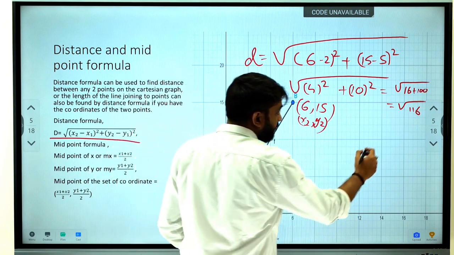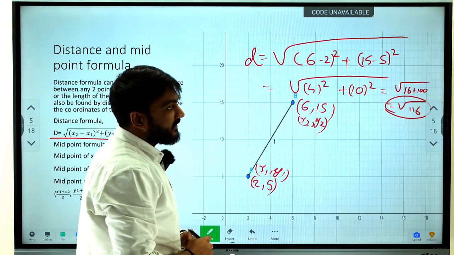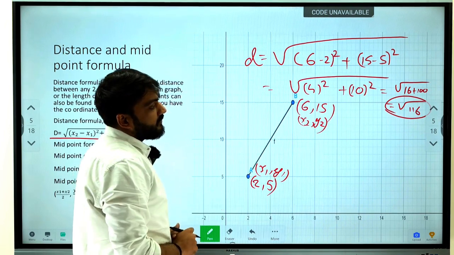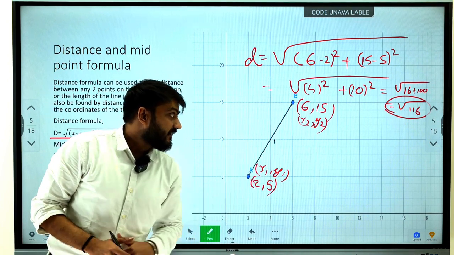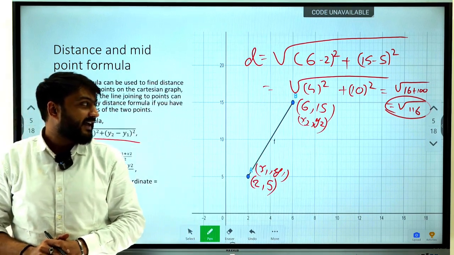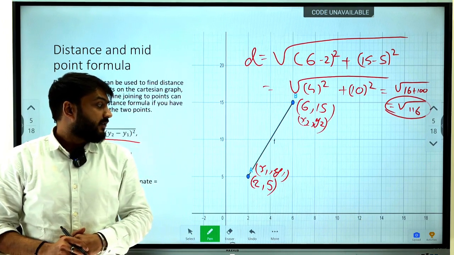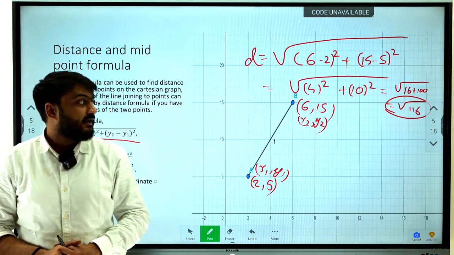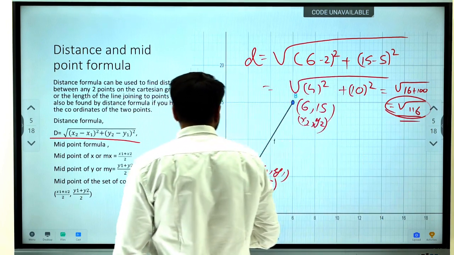So the distance between the points A and B is root 116, right? Or you can use your calculators to find out what the root of 116 will be. It's going to be a little less than 11. And that is going to be your answer, which can also be thought of as the length of the line which starts at point A and ends at point B. So whether it is the length of the line from A to B, or the distance between the 2 points A and B, it's root 116 units.